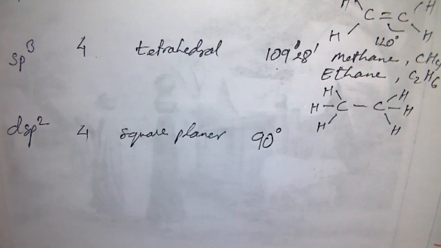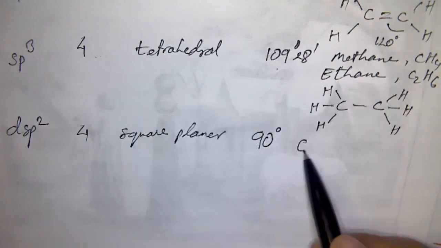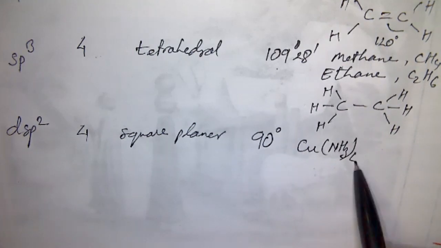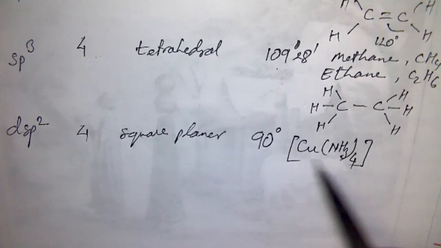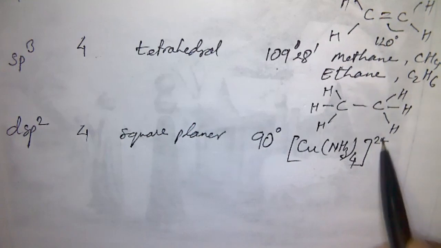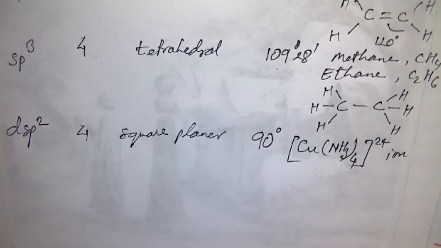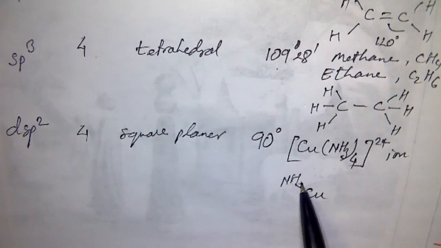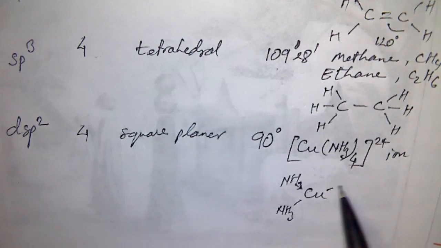And then when I take an example, I can take [Cu(NH3)4]2+ ion. If I take this, copper is there, then you have ammonia attached to it. These are complex compounds.